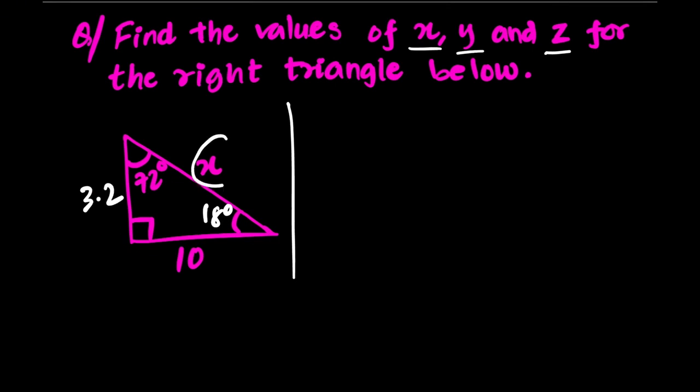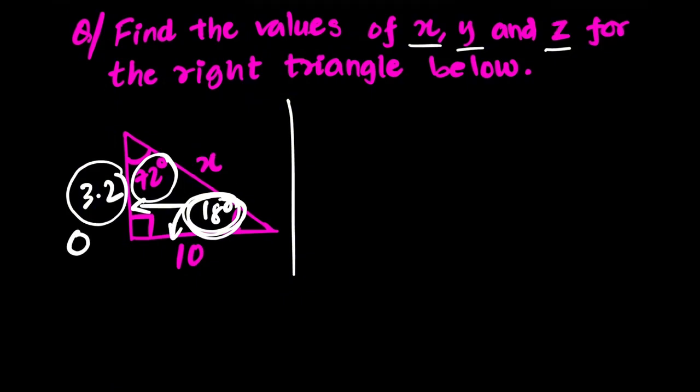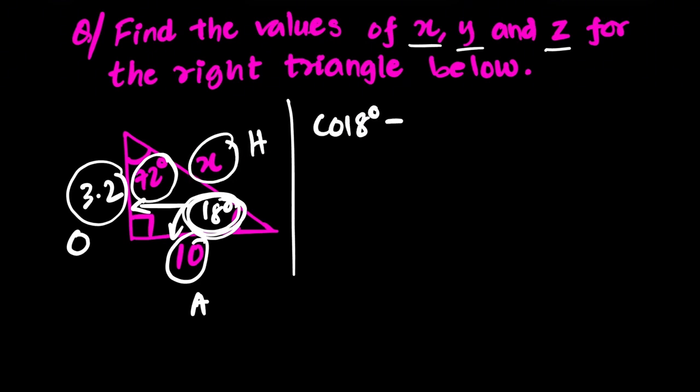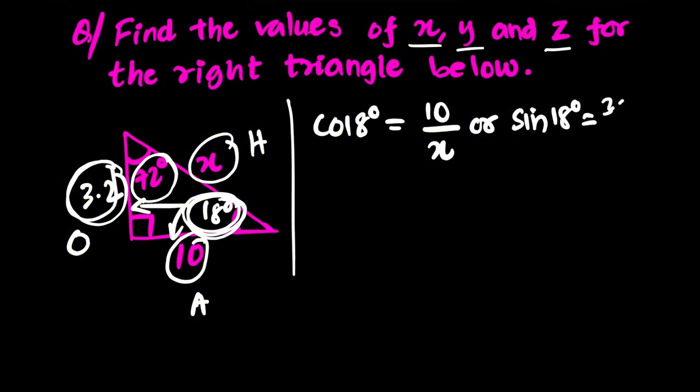Now let's find the value of x, and there are two ways to find it. One is by applying Pythagorean theorem and another one is by applying trig ratios. So let me use the trig ratios because it's easier and faster. You can either use 72 degree or 18 degree, and let me use this 18 degree. With respect to this 18 degree, the side length 3.2 is opposite and the side length 10 is adjacent and this x is hypotenuse. So cosine of 18 degree equals adjacent, which is 10, divided by hypotenuse, which is x, or sine of 18 degree equals opposite, which is 3.2, divided by hypotenuse, which is x.